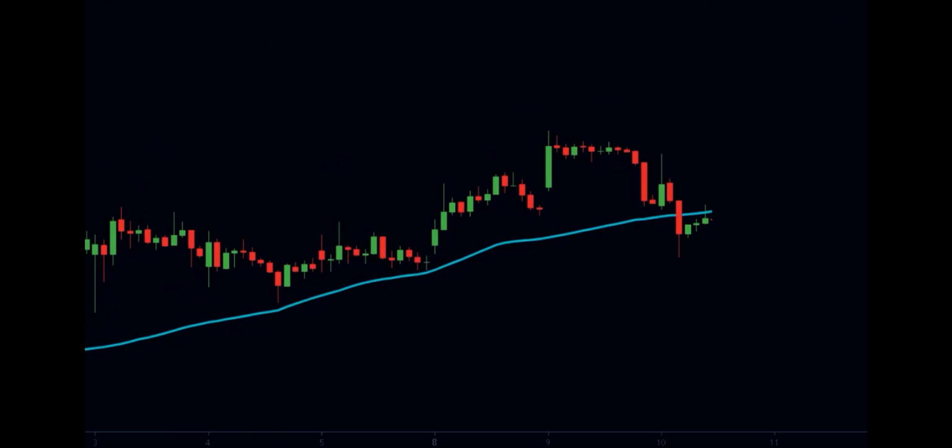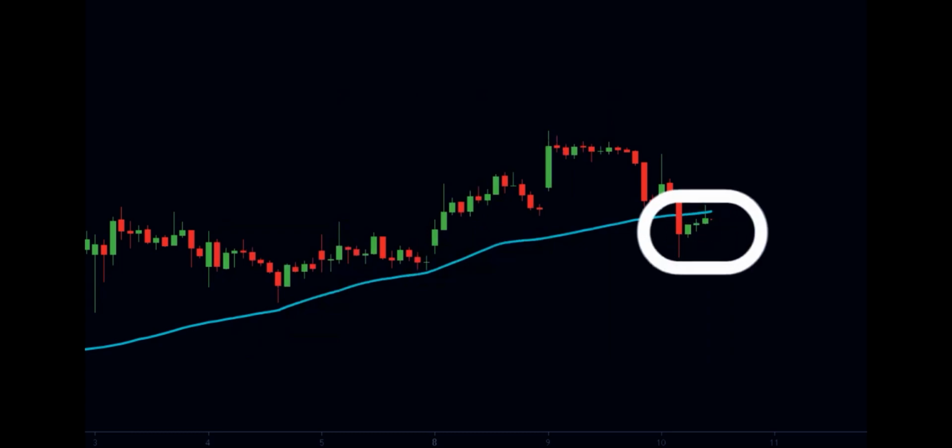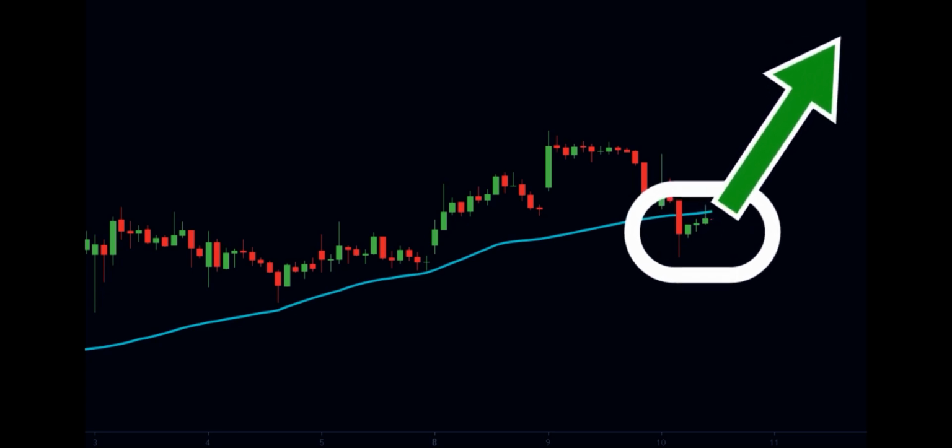Now in an uptrend, we will only be looking for buy trades. Now look at this point. As I said earlier, moving averages can act as a form of support in an uptrend. Hence there is a possibility that the stock could resume the uptrend after it touches the moving average.